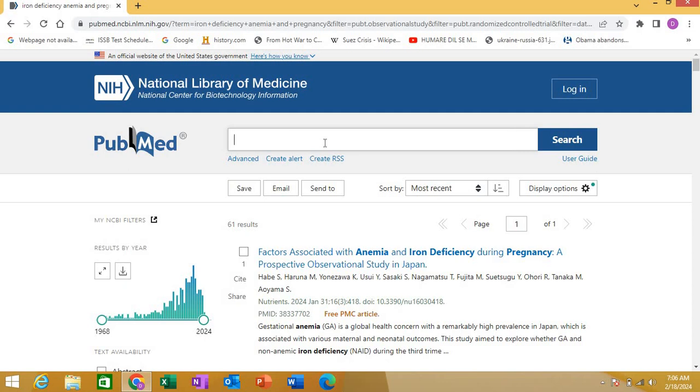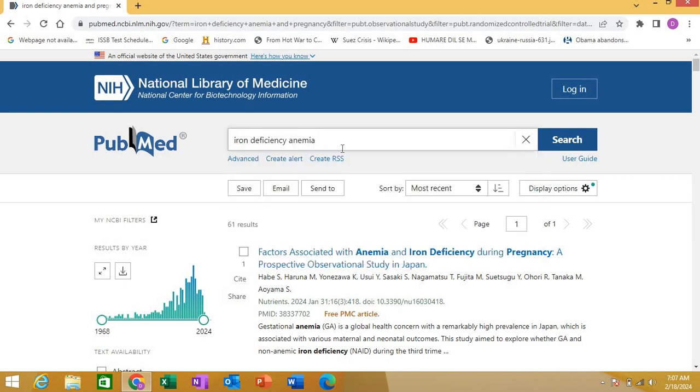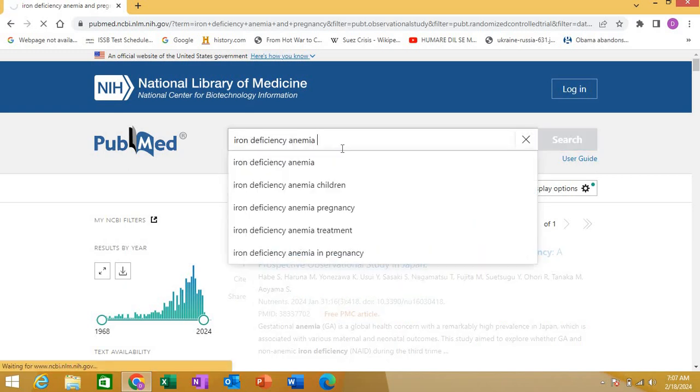For example, I'm searching for iron deficiency and heart failure and effects of epoetin. So I wish to see the effect of epoetin on iron deficiency anemia and heart failure as part of my research. So how would I search literature on PubMed for this topic? Here I will first use my word, that is iron deficiency anemia. It is showing here, you can search. Now, for example, I wish to use AND.